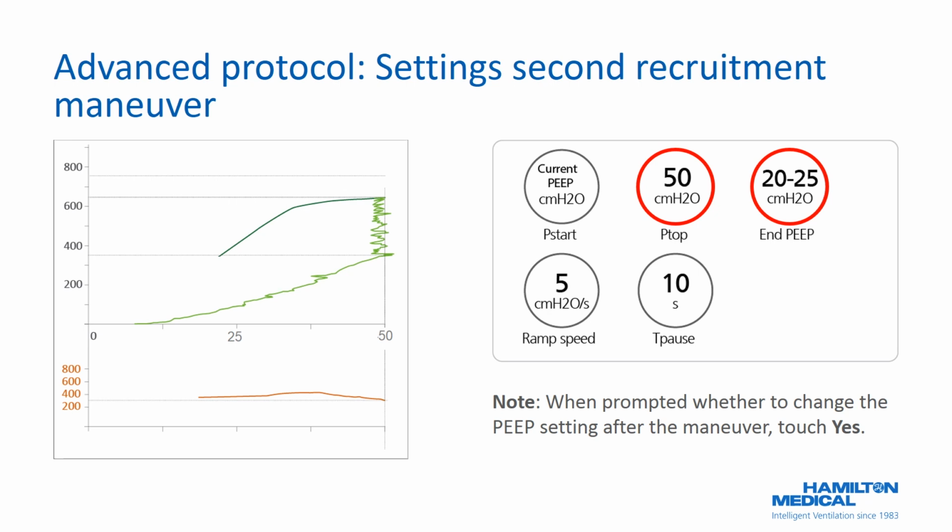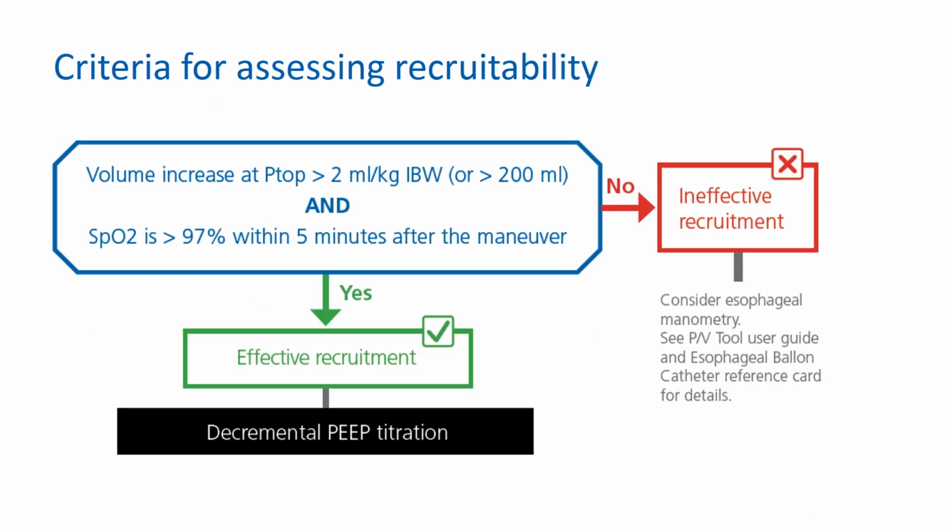Therefore, our assumption is that the lungs are successfully recruited and we are titrating the PEEP down to the point where the lung starts to collapse. If the volume increase is greater than 2 milliliters per kilogram ideal body weight, or greater than 200 milliliters, and the SpO2 is greater than 97% within 5 minutes after the maneuver, it is deemed to be effective. Perform decremental PEEP titration. If one criteria was not met, recruitment is not effective. Consider including esophageal manometry in your recruitment strategy.